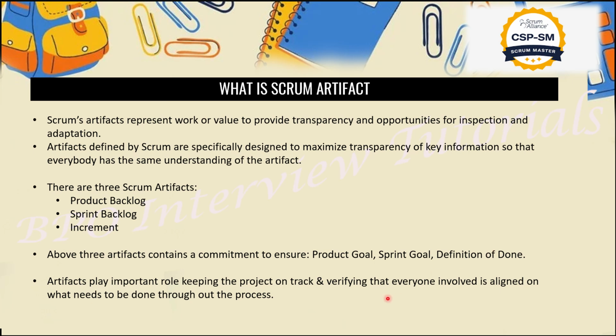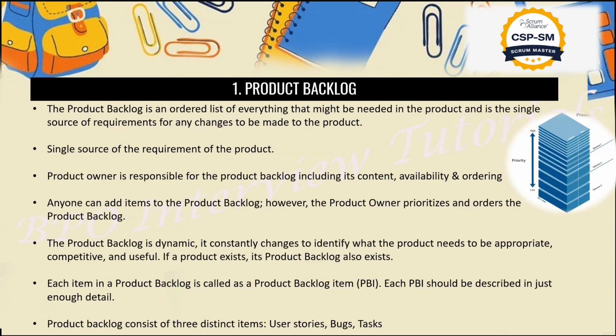Now artifacts play an important role in keeping the project on track, verifying that everyone involved is aligned on what needs to be done throughout the process, or progress, right? If we have all this information accurately and transparency is there, definitely all the team is aligned to their particular work. They will understand which product, which sprint needs to be picked first, and although the task is given by the product owner, everyone will be aligned in order to understand what needs to be done there, right? Makes sense.